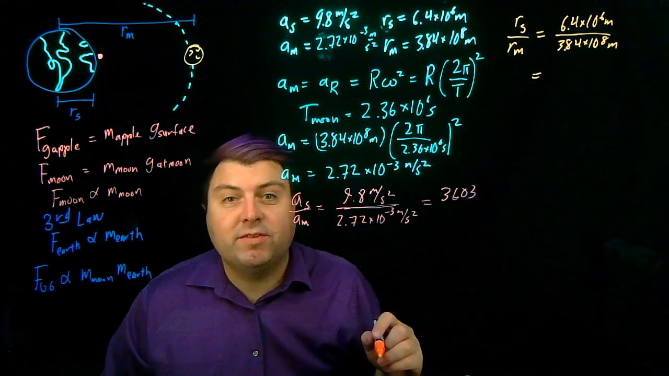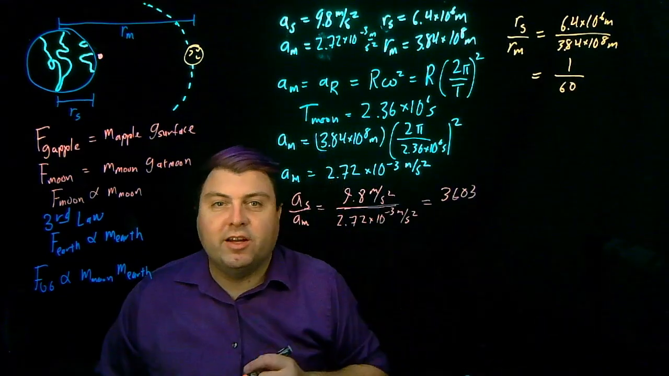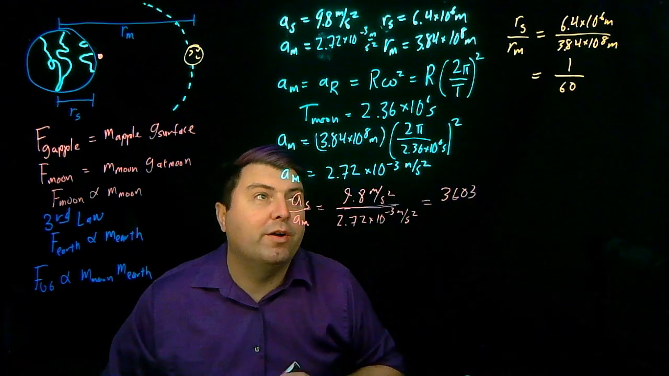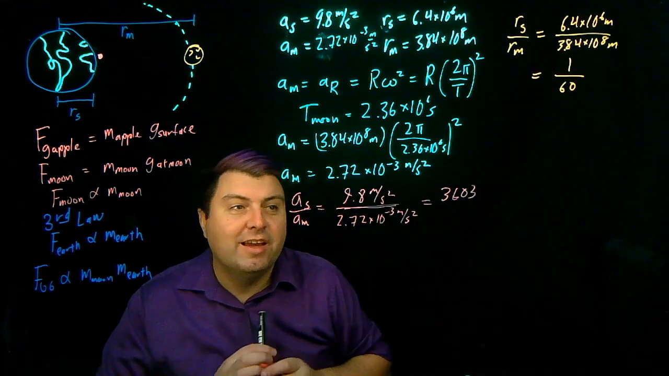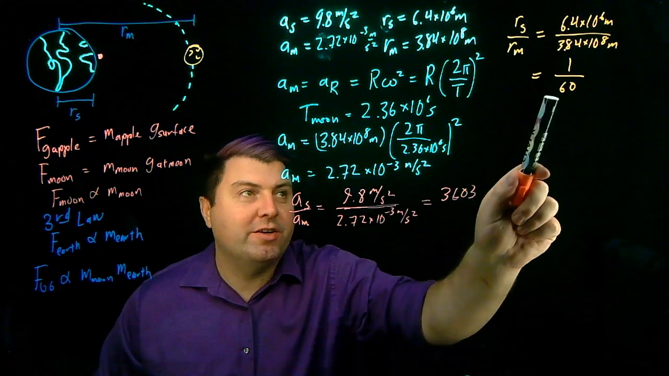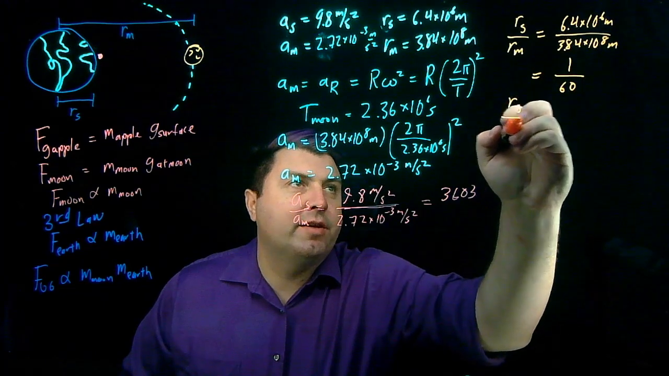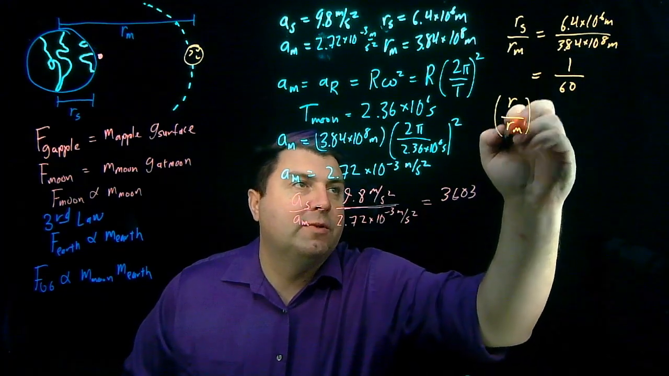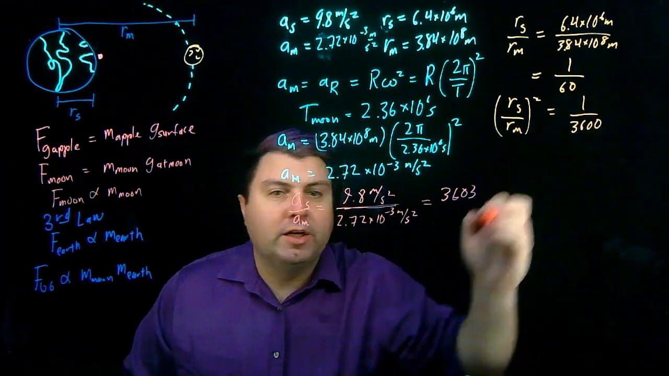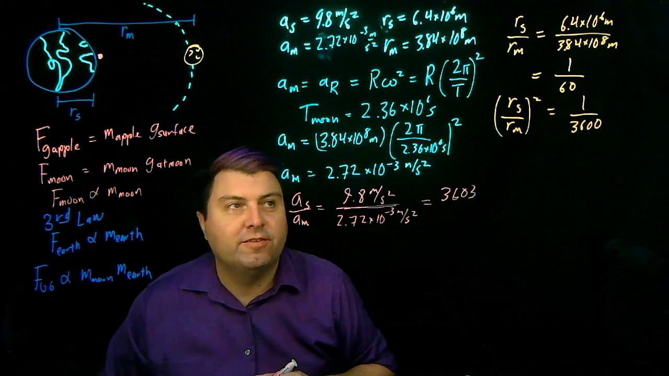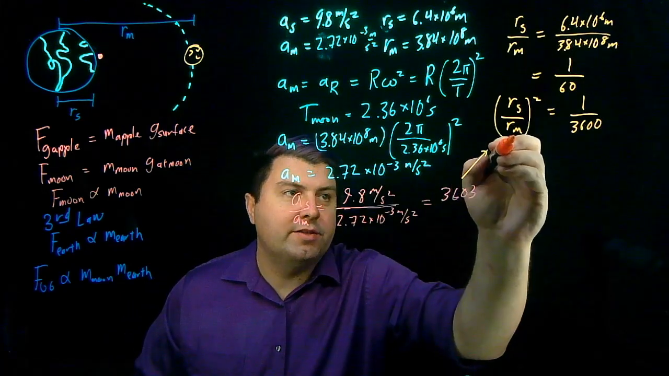Okay, so if you've done that, then you should be getting a really ugly number, or a little bit easier is if we did 1 over 60, right? This is about 60 times more. Now, do we see a relationship between 3600 and 60? Newton certainly did. He said if he squared this, Rs over Rm squared, then you get 1 over 3600.